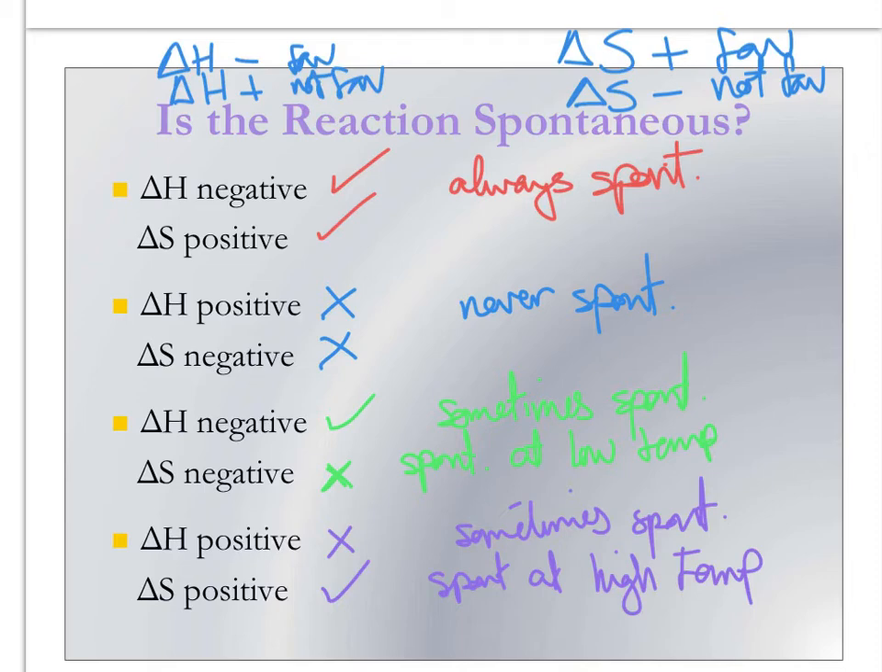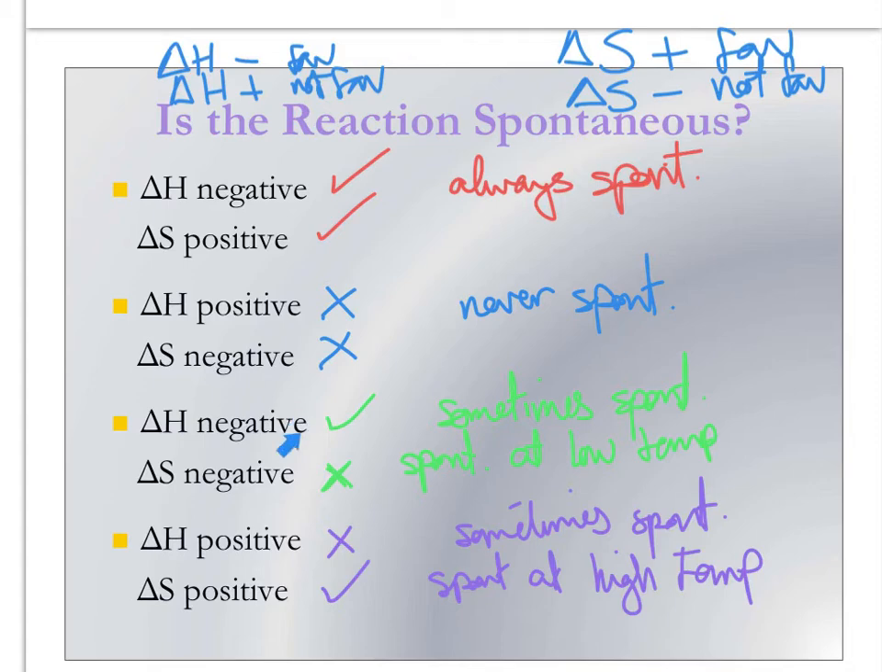So, favored by both, great, always will happen. Not favored by either, great, will never happen. But what if it is favored by one and not the other? Well, what decides? Well, it's the temperature. So how do we figure that out? And what temperature would it be spontaneous or not?